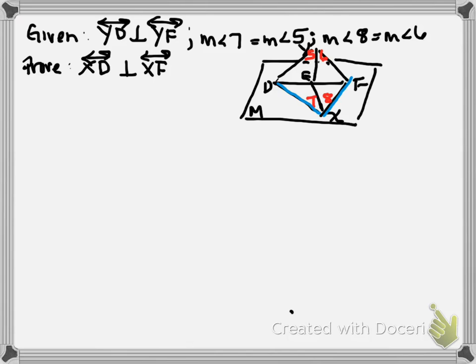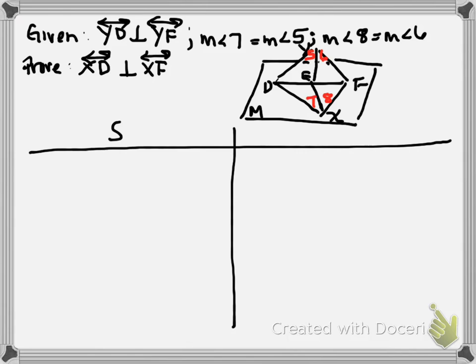Now, here's the interesting thing. You are not going to see this proof on the notes. I'm going to do it differently than there. And just to remind you, there's always more than one way to do a proof. So let's start with, I'm going to do one given at a time. Well, actually I can do the other two together. So I'm going to deal with this guy, that line YD is perpendicular to line YF. That's given.